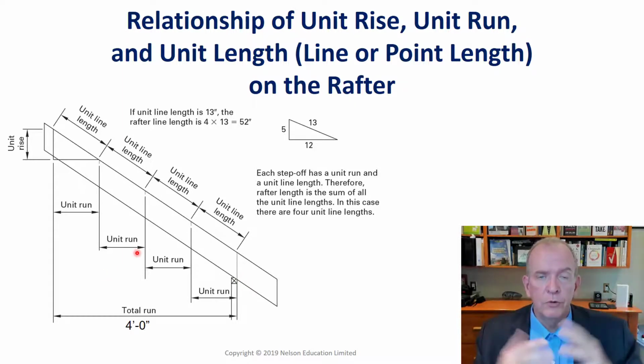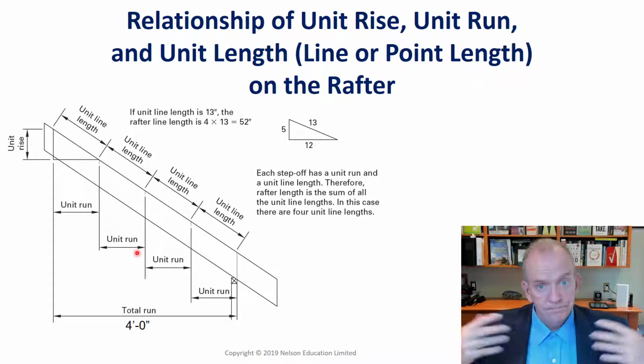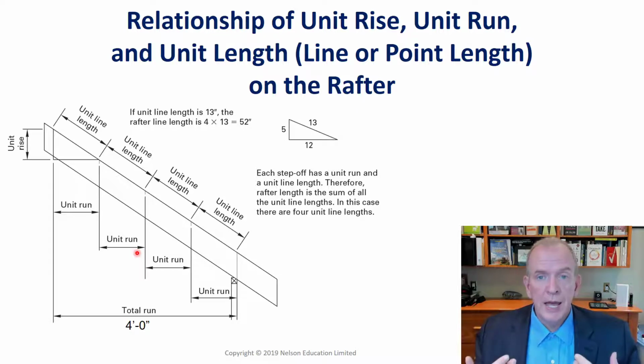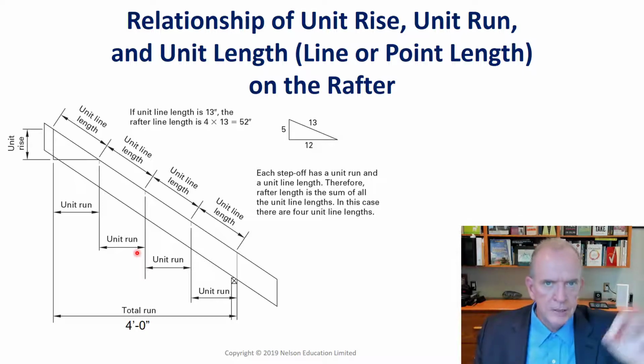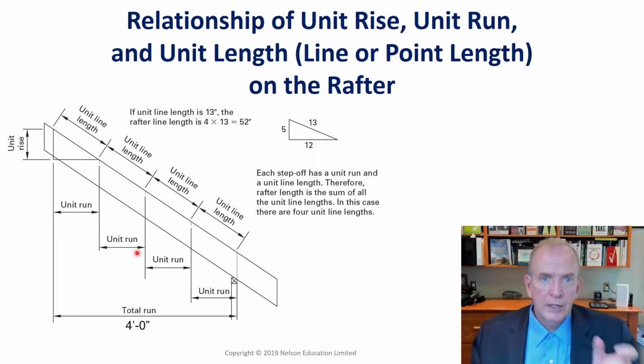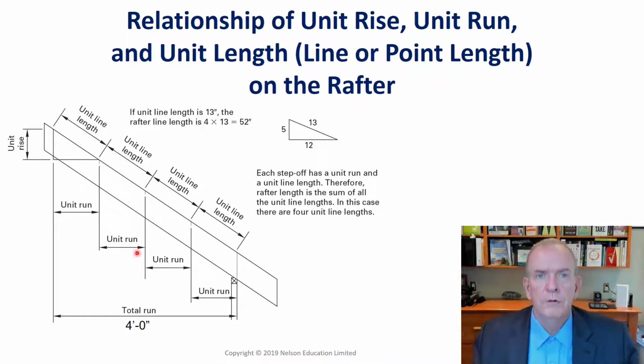That's for a gable roof. It gets more complicated with a hip roof, but once you understand how unit run and unit rise work, a good carpenter can pretty much lay out any roof from the ground. That means they don't have to go up and measure each piece. As long as you know what your span is, what your slope is, and the thickness of the materials you're using, you can calculate this and lay it out on the ground and put it up, and it will fit.